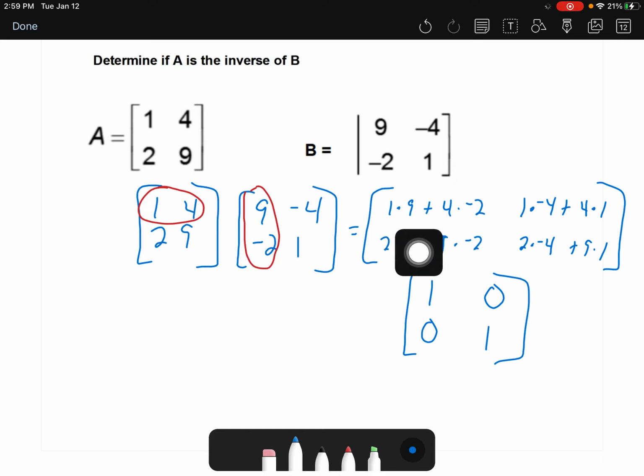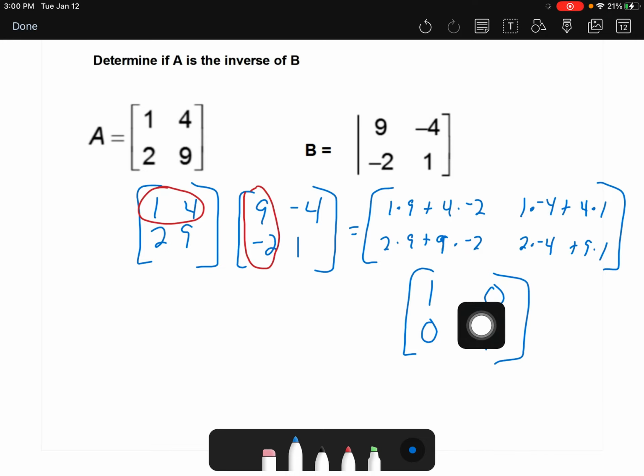1 times 9 plus 4 times negative 2, and then I'm going to go this row, this column, so 1 times negative 4 and 4 times 1 right here. Then I've got 2 times 9 and 9 times negative 2 right there. In the bottom row and last column, 2 times negative 4 and 9 times 1. And so that's negative 8 plus 9 right there.